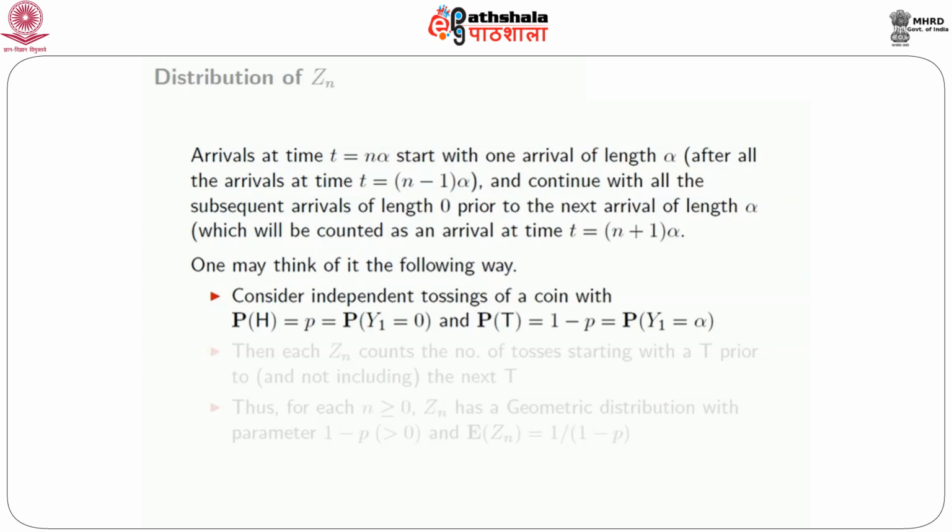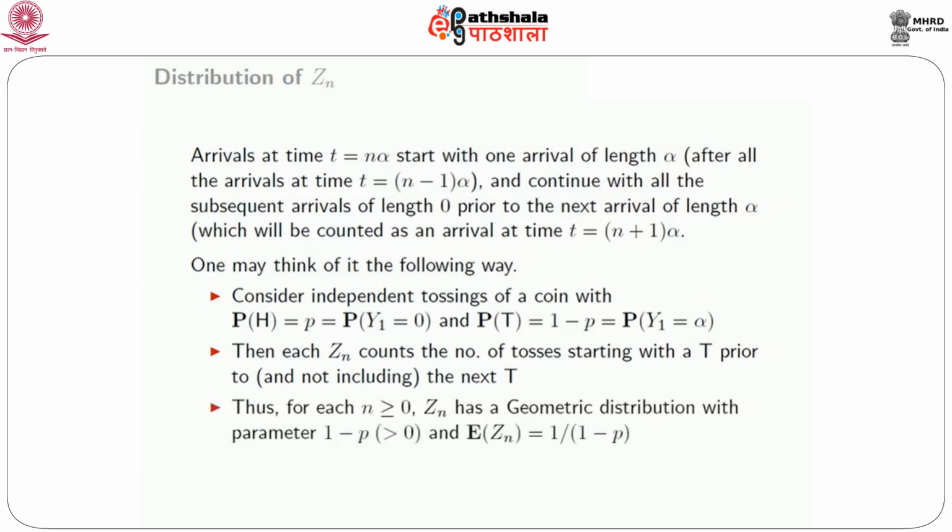So here is one way of thinking about it. We are interested in the distribution of Zn. There is a number of arrivals of the N hat t process at time t equal to n alpha. Consider independent tossings of a coin. Heads probability is p, which is the probability that Y1 is 0, and tail probability is 1 minus p, which is the probability that Y1 is alpha. Then each Zn counts the number of heads starting with a tail prior to and not including the next tail.